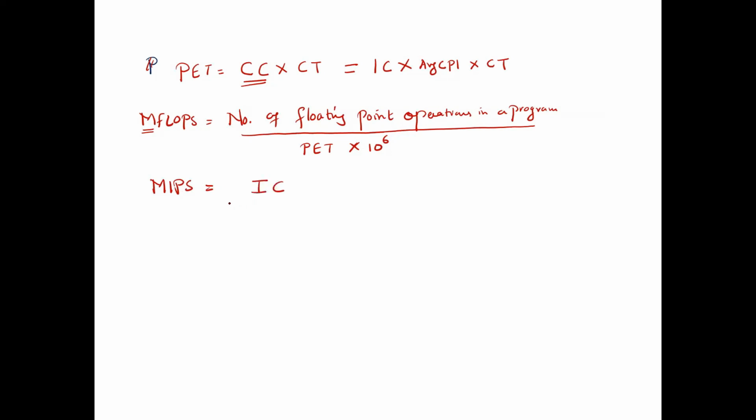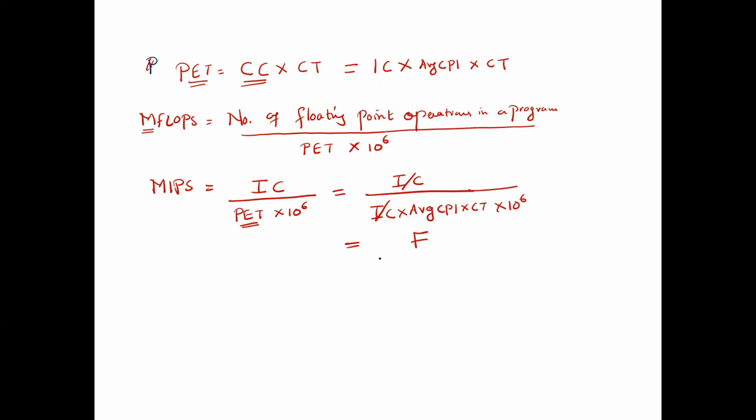Take the instruction count divided by the program execution time multiplied by 10 raised to 6. Again, 10 raised to 6 per million, right? Now, if you substitute, what is PET? PET is IC multiplied by average CPI multiplied by CT, then 10 raised to 6. So IC gets cancelled. What is 1 by CT? 1 by CT is frequency. So I will write 1 by CT is frequency. So MIPS is frequency divided by average CPI multiplied by 10 raised to 6.